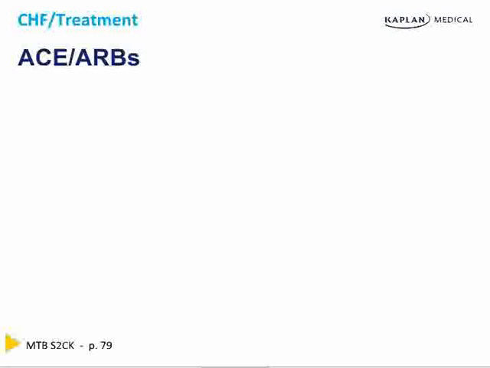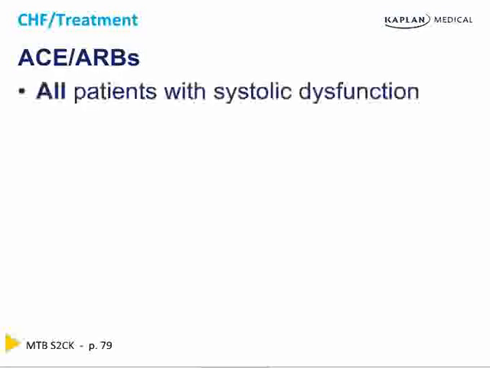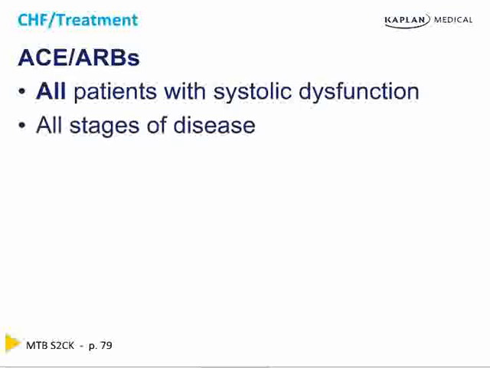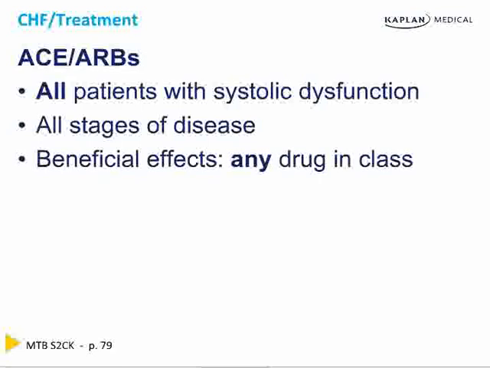ACE and ARBs for all systolic dysfunction. However, ACE inhibitors, angiotensin-converting enzyme inhibitors, are always first. This is a very clear question. It's not my opinion. You don't have to believe me. You just have to answer it. If there's a choice, it's ACE inhibitors first, in all stages of disease with congestive heart failure, with systolic dysfunction. And all drugs in the class have the benefit.